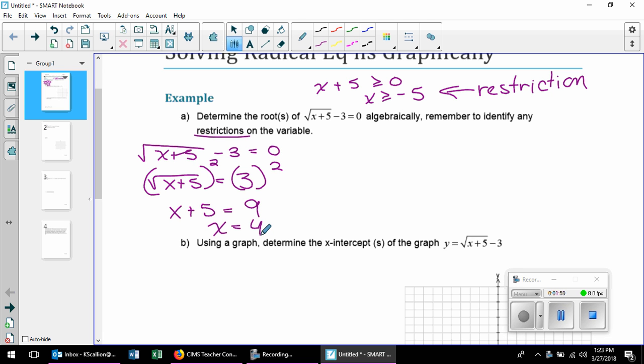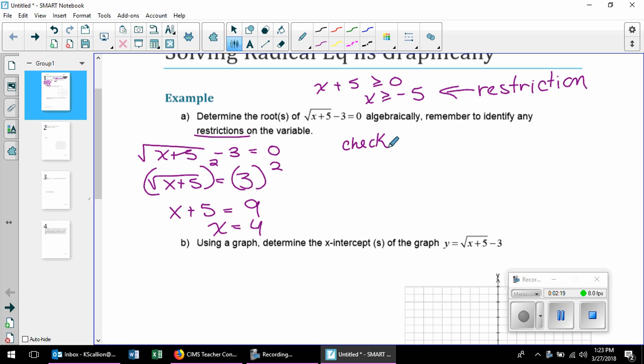You had to check, because you've spent all this time doing the math. Now you've got to check it. Does it fit our restriction? Is 4 greater than negative 5? Yes, it is. So it fits that restriction, so I don't need to reject it based on the restriction.